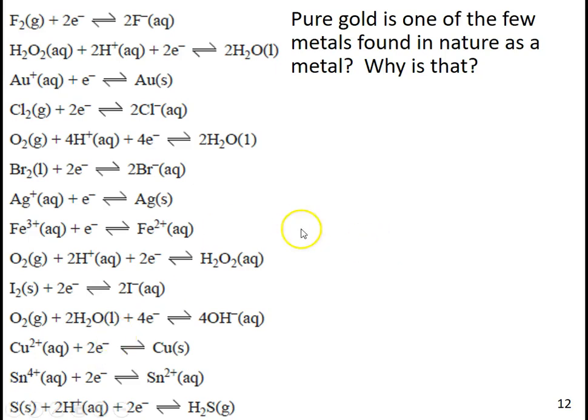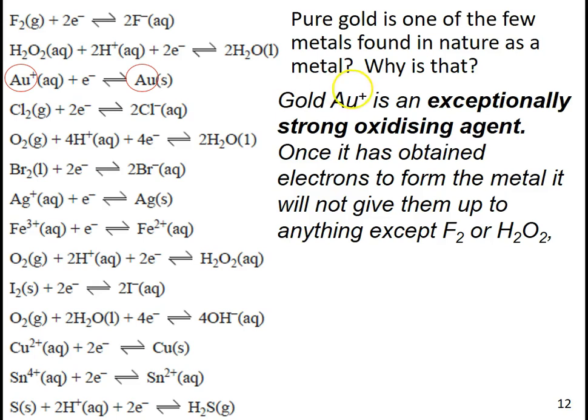Okay, pure gold is one of the few metals found in nature as a metal, just a metal lying around. Why is that? So symbol for gold, it's Au. It's an exceptionally strong oxidizing agent, it's way up the top. So it's going to steal electrons from every single other chemical here underneath.